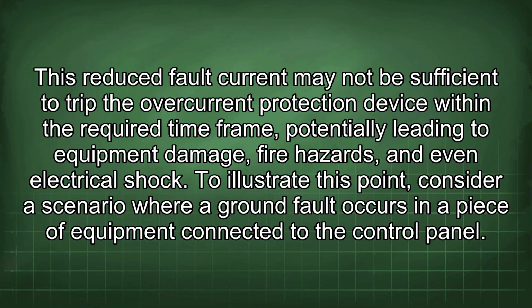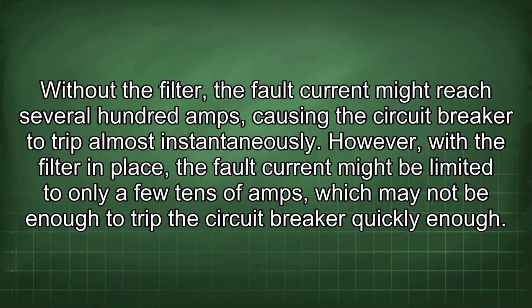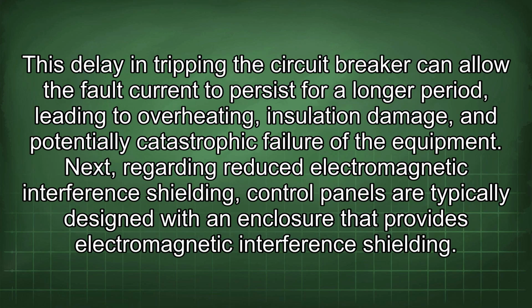To illustrate this point, consider a scenario where a ground fault occurs in a piece of equipment connected to the control panel. Without the filter, the fault current might reach several hundred amps, causing the circuit breaker to trip almost instantaneously. However, with the filter in place, the fault current might be limited to only a few tens of amps, which may not be enough to trip the circuit breaker quickly enough. This delay in tripping the circuit breaker can allow the fault current to persist for a longer period, leading to overheating, insulation damage, and potentially catastrophic failure of the equipment.